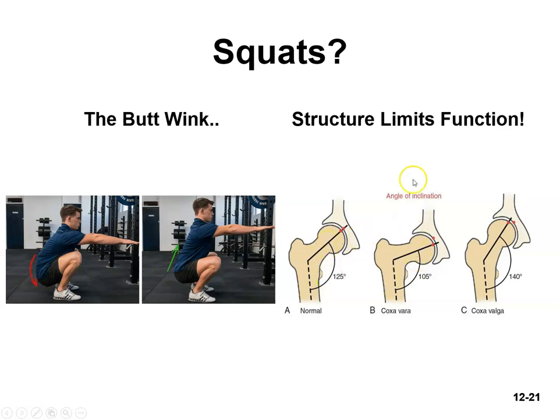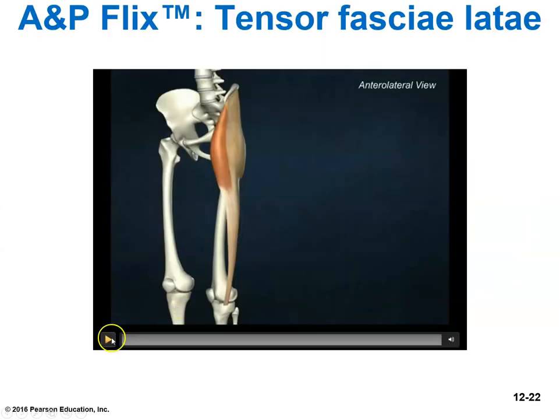And sometimes structure limits function, meaning maybe it's just the way that you're born and the way that your hips are that it just limits how far you can go down. So you don't want to go down where you see that butt wink. So videotape yourself since you're at home. Maybe do a squat and see when you start to do that butt wink and stop right before you do that. Okay.